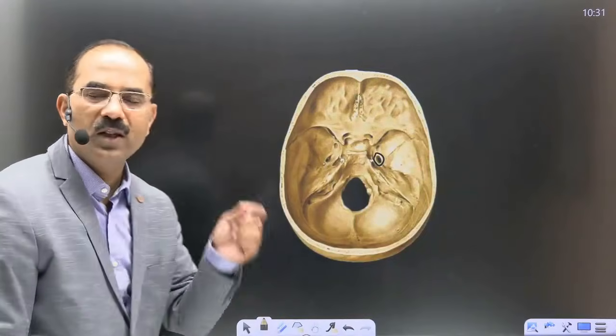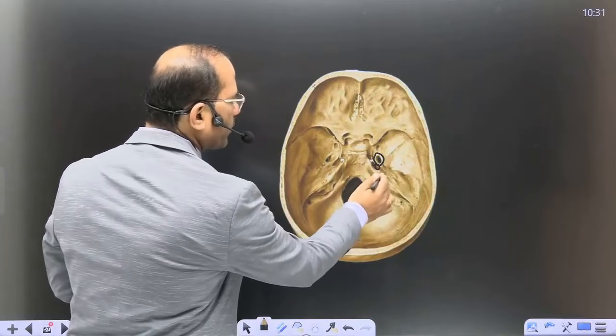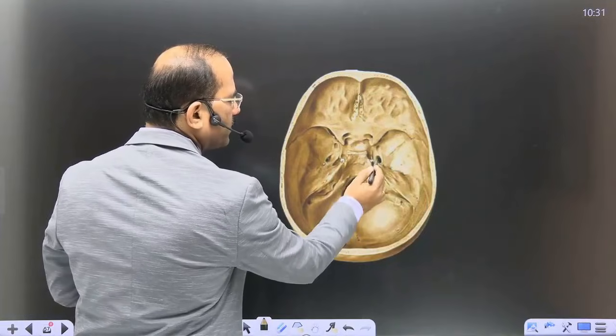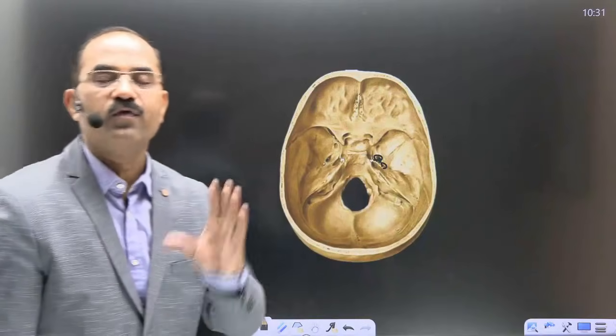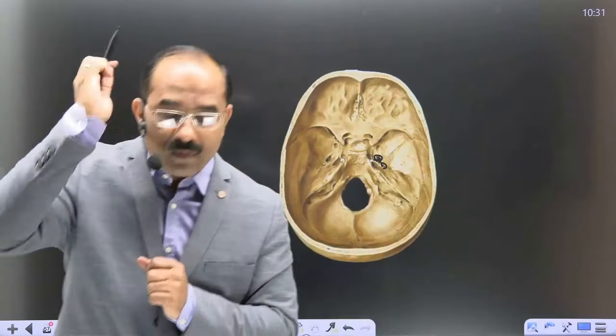That's the foramen ovale. And behind the foramen ovale is a small foramen, that's the foramen spinosum. That means if I'm in the infratemporal fossa, if I'm looking up, what do I find? The greater wing of sphenoid. I find two foramens here, the foramen ovale and the foramen spinosum.